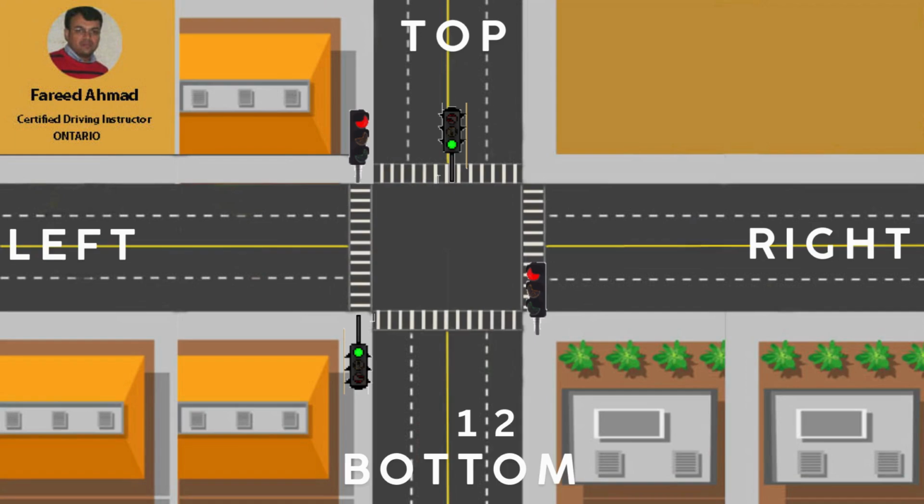So the first is the two-lane intersection. As you can see in the picture, two lanes are going bottom to top and two lanes are going top to bottom. Similarly, left to right and right to left. In this intersection, if you would like to go straight, then you can use both lanes. However, if you would like to go left, then you must keep your vehicle in the left lane only.